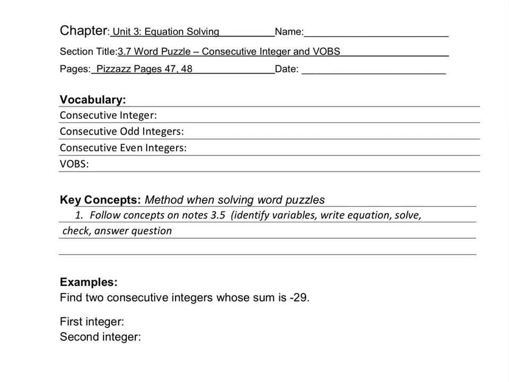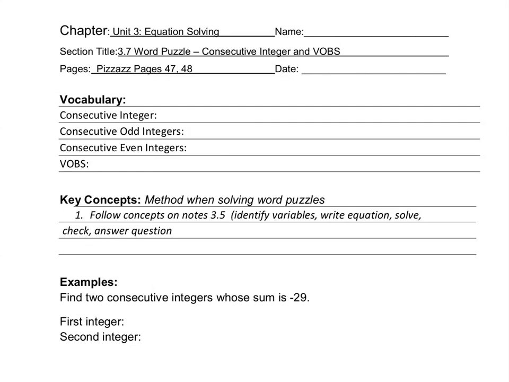We're continuing to talk about word puzzles, specifically in this case about consecutive integer and variables on both sides of equations types of problems. So this is still underneath our Unit 3 of equation solving, and you can find pizzazz pages 47 and 48 to have many examples. We're going to go ahead and take a look at some vocabulary.